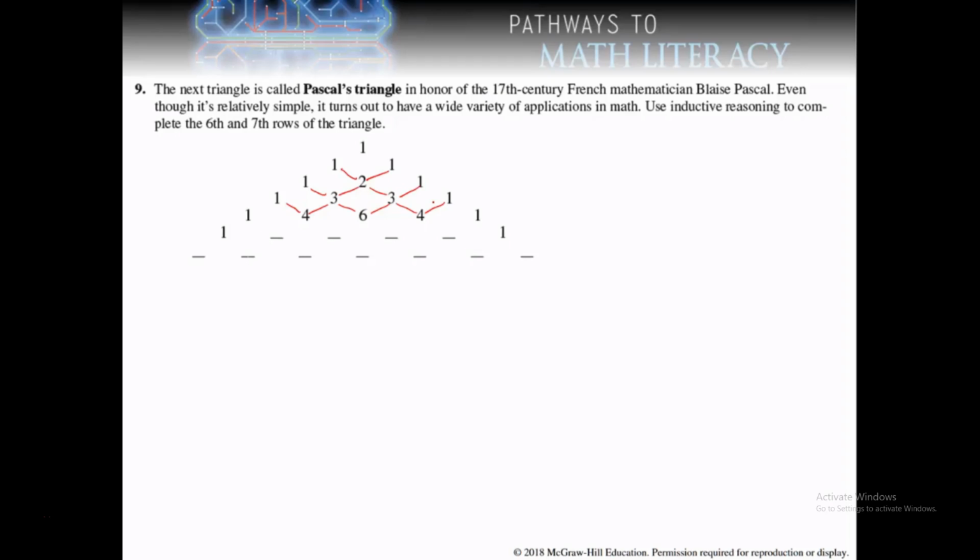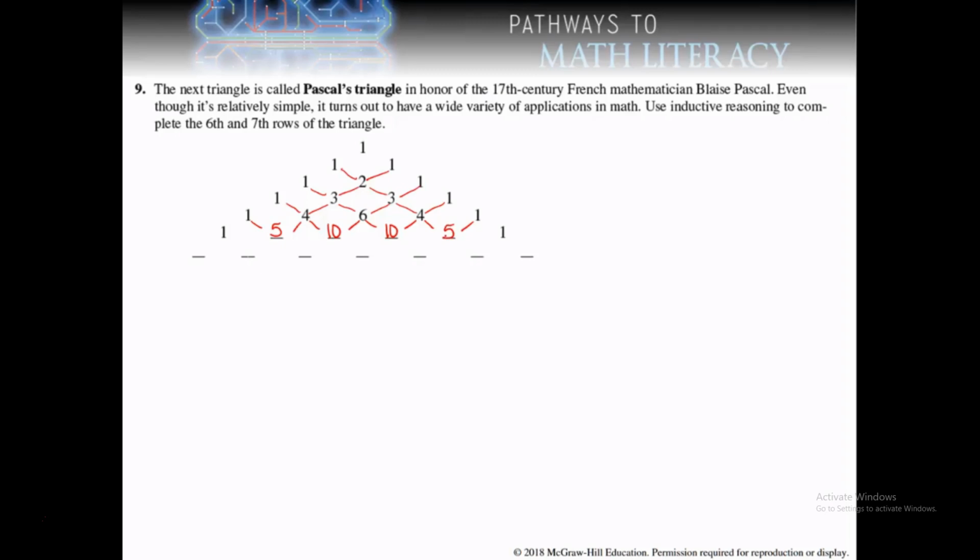In the next row, we start with a 1, and then above it, the 1 and the 4 add together to make a 5. The 4 and the 6 add together to make a 10. The 6 and the 4 also give you a 10, and then the 4 and the 1 give you a 5. So that row would be 1, 5, 10, 10, 5, 1.